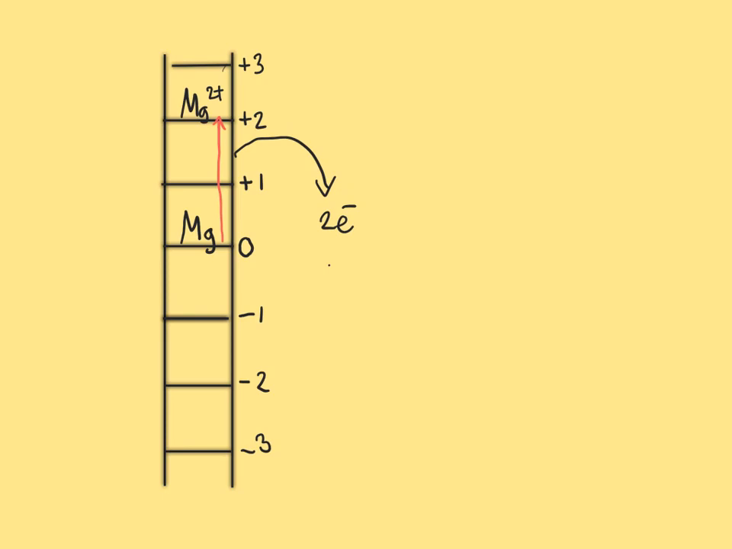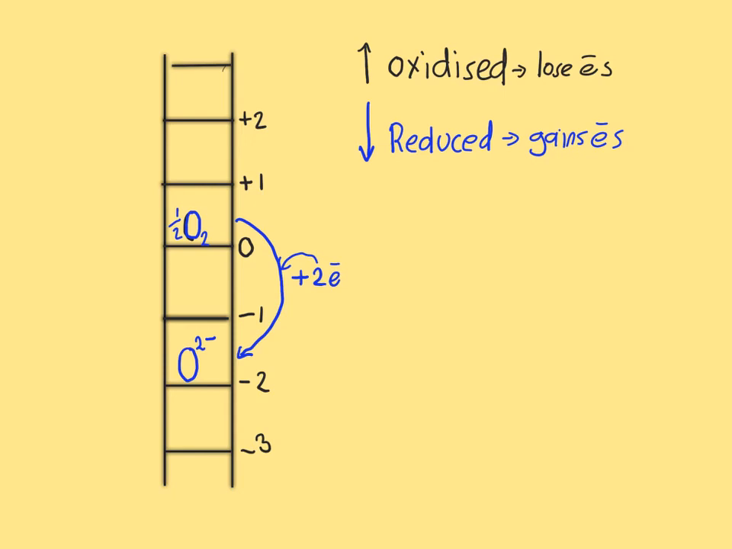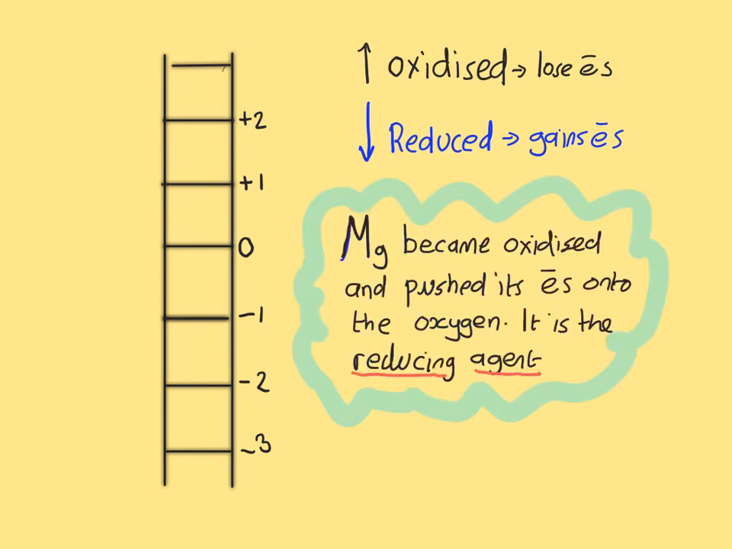So moving up the ladder, you're becoming oxidized. Whereas oxygen, on the other hand, gained electrons and moved down the ladder and therefore became reduced. We can either see the magnesium as being the bad guy here, like a drug pusher, pushing its E's onto the oxygen. So the species that's getting oxidized and going up the ladder is sending someone else down the ladder.